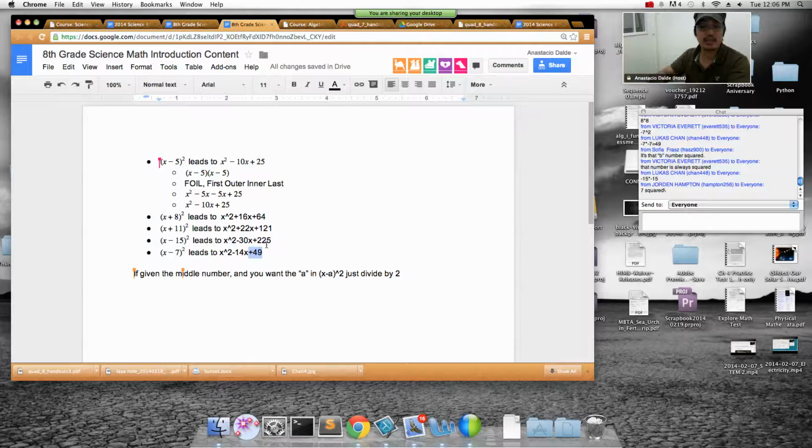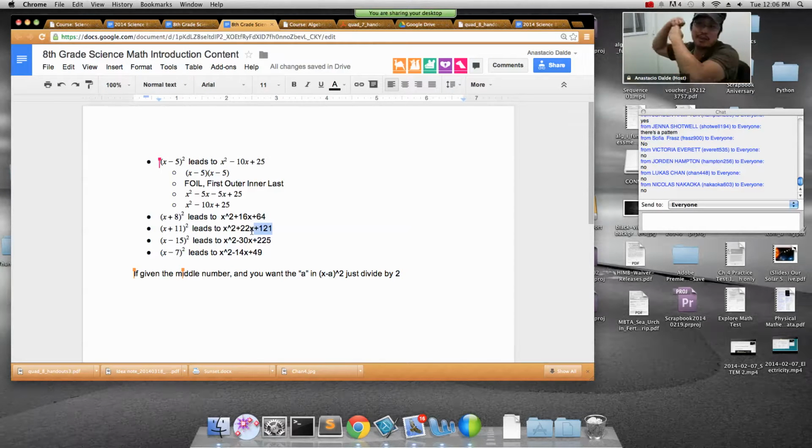Negative 15 squared is 225. Positive 225. I have a question. Will this last number ever be negative? In this specific game that we're playing, no, it will never be negative because you're just going to add some number to it. It's got to be positive because if you square something, it will always be positive. If it starts off negative and you square it, it will be a positive number. If it starts off positive and you square it, it will still be a positive number. Is that right? We're cool with that?